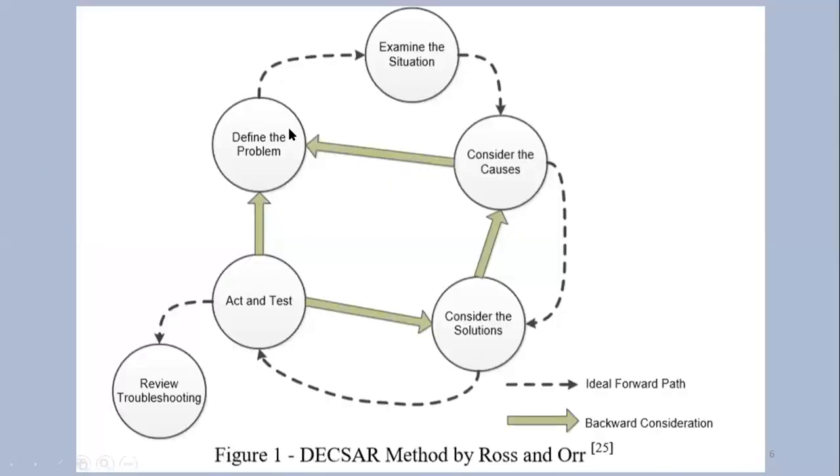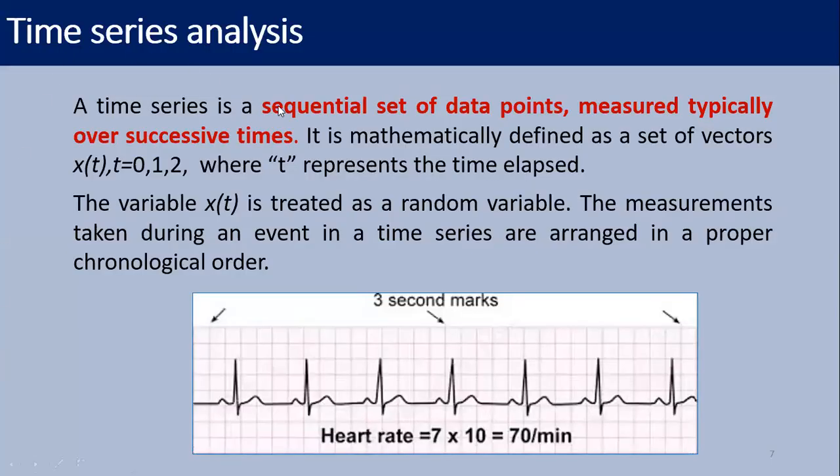And in this diagram you can also see how to define troubles, and there are two ways. Basically we use the ideal path, this one. First, define the problem, then examine the situation, consider the causes, consider the solution, act and test. Then after implementation also we have to review the troubles. So basically we follow this diagram. It is very easy to understand, but we will discuss some scientific parts.